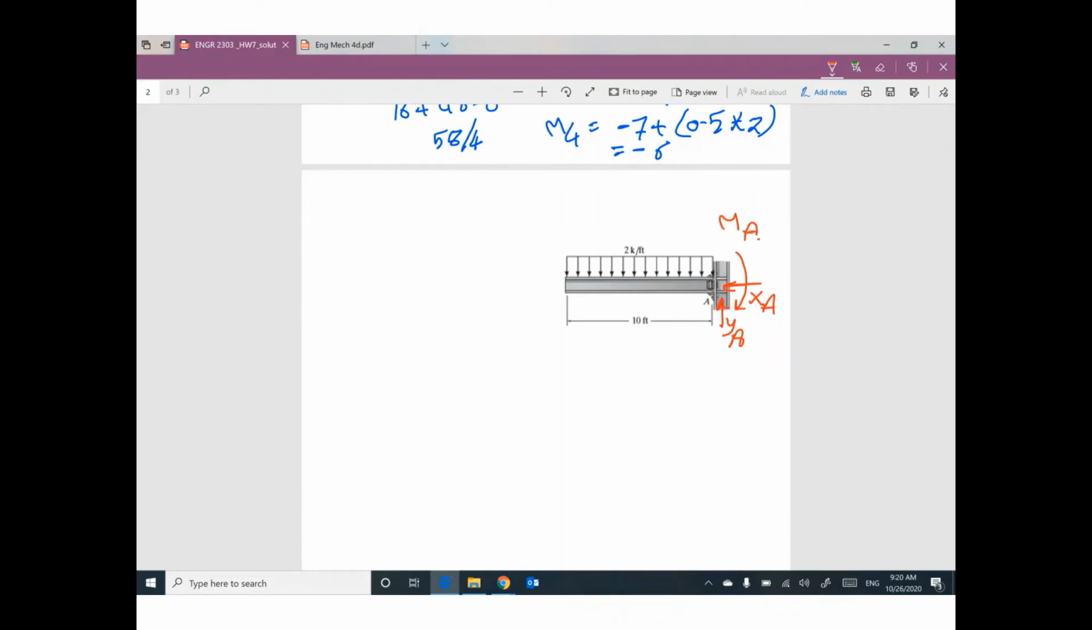Guys, before starting the reactions, you have a uniform distributed load. I need to figure out the equivalent value. How much is this equivalent value? 2 times 10. The given value for the distributed load, 2 kips per foot, times the total length, 10 feet. So this equivalent value will be 20 kips. Then go ahead and start.